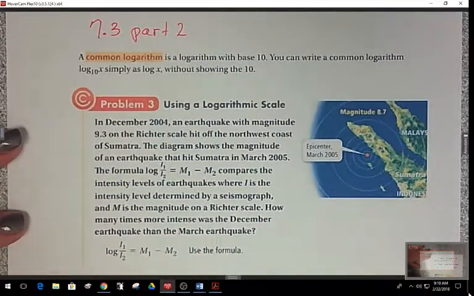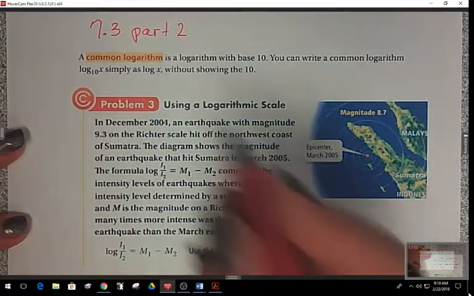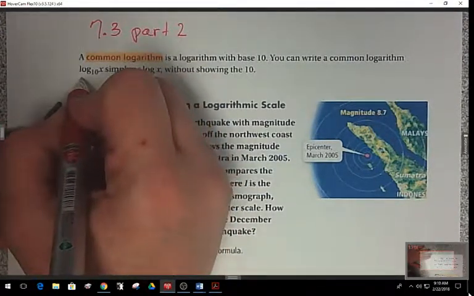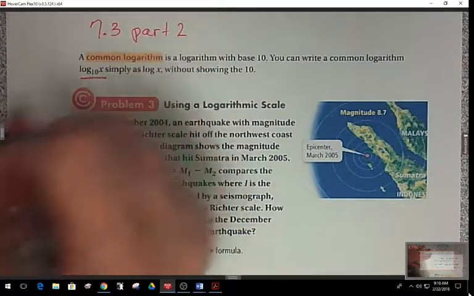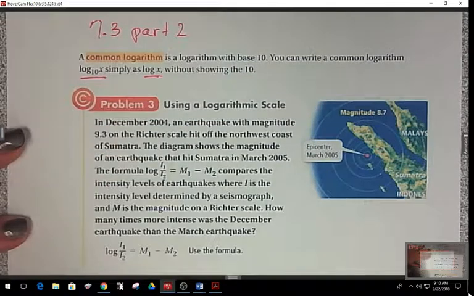Okay, so at the very top of this page, it talks about a common logarithm with base 10. So here it tells you that you can write a common logarithm, log base 10 of x, as just the log of x. If it is base 10, you do not have to write the 10. And these next 2 problems are going to be log base 10 problems.